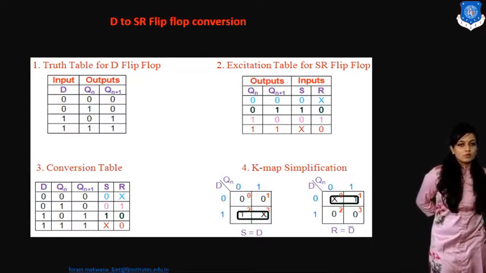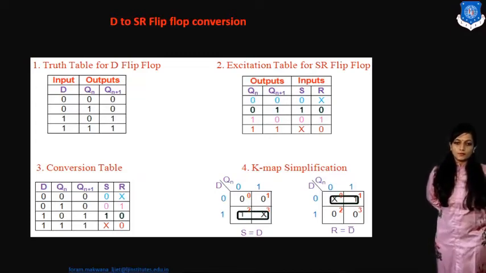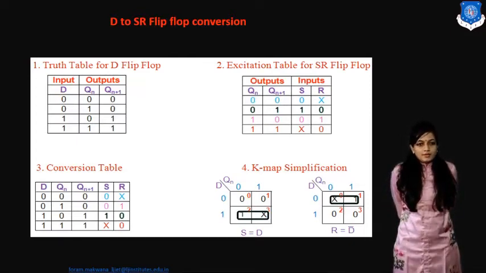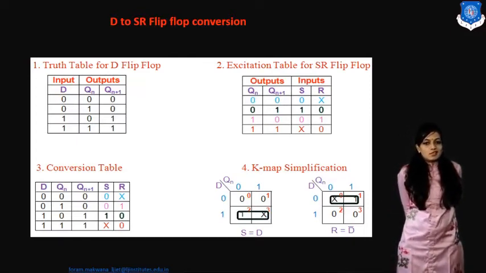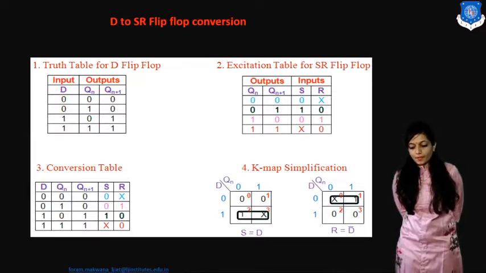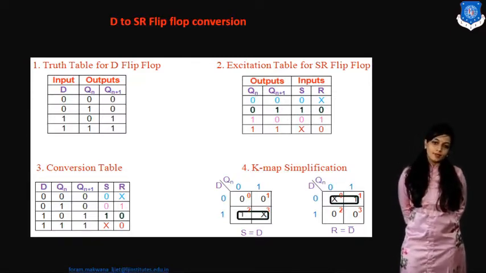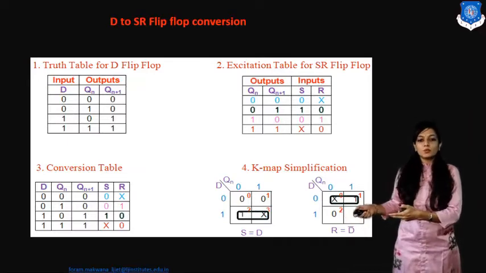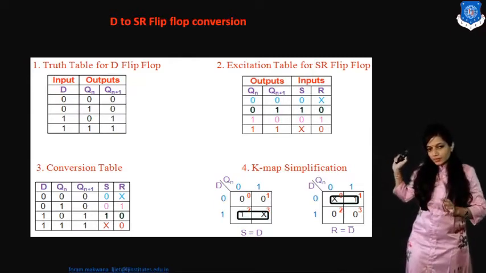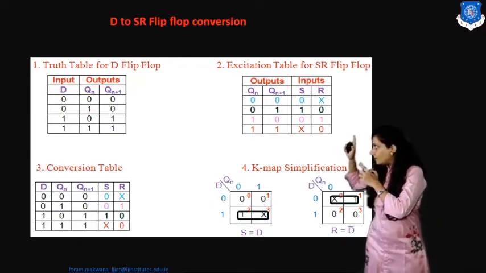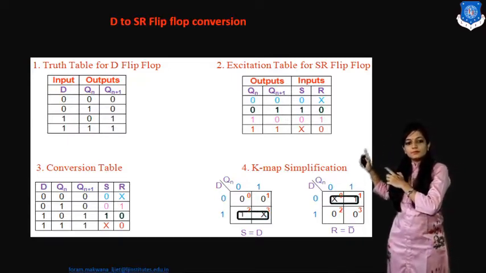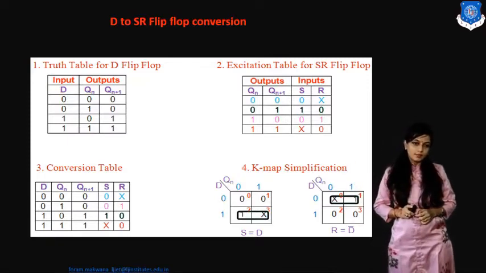Now we are going to focus on how to convert one flip flop into another flip flop. So D to SR. We need the truth table for D as well as the excitation table for SR. Whatever flip flop is present, I need its truth table, and for the flip flop I need to convert to, SR, I require the excitation table. So from the truth table of D flip flop and the excitation table of SR flip flop, I need its conversion table.